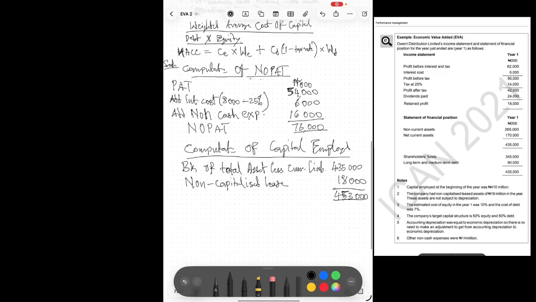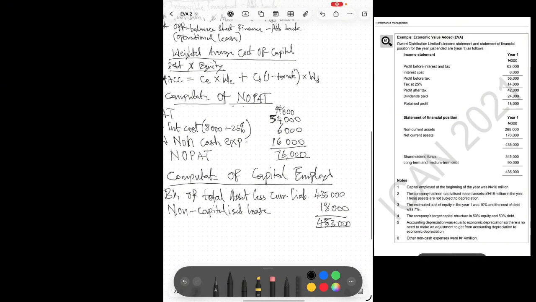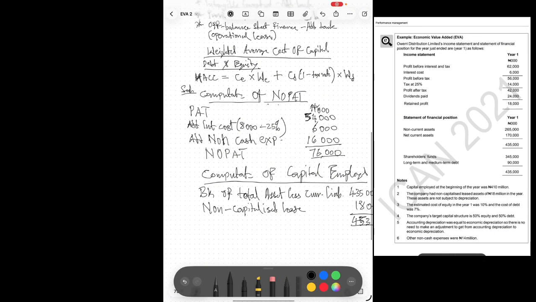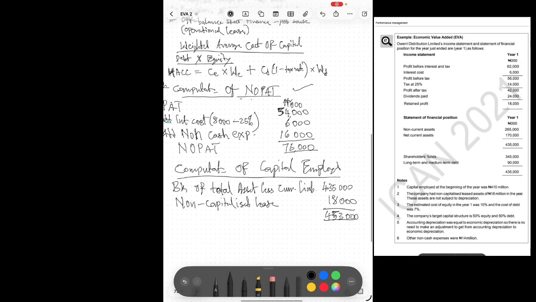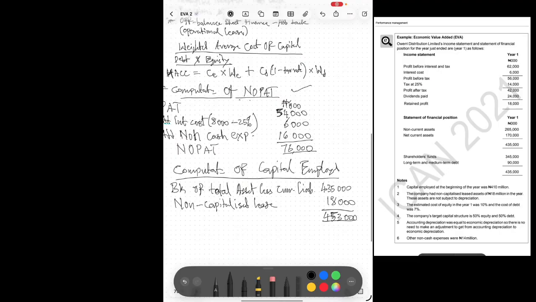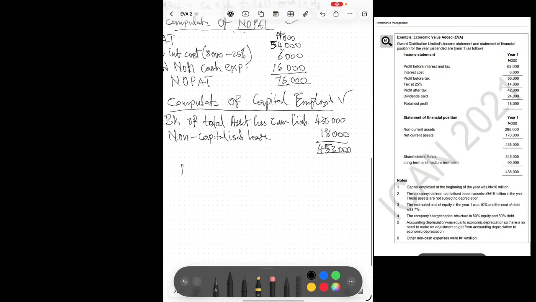So we are almost done. The last one is to calculate the third item. We've calculated NOPAT, which is your net operating profit after tax. We've calculated our capital employed. The next thing is to calculate the weighted average cost of capital.